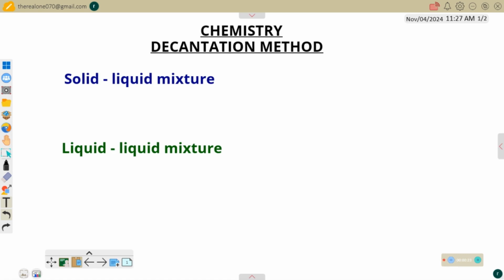But on one condition, the two liquids must be immiscible. That is, those two liquids must not mix together. I mean two liquids that can't mix together, such as water and kerosene or water and petrol. Let us consider the first case.